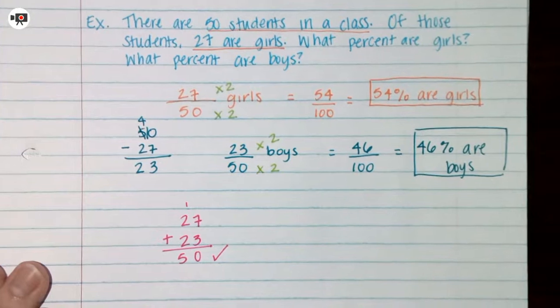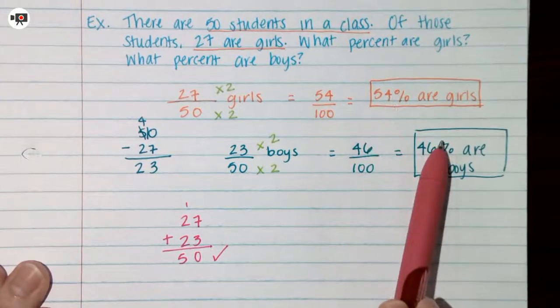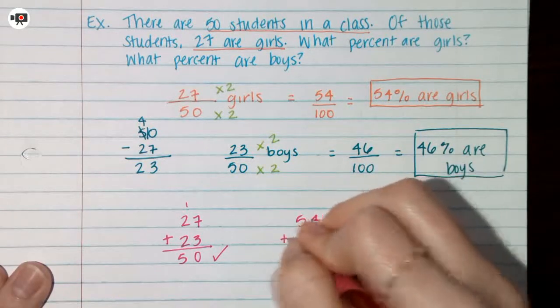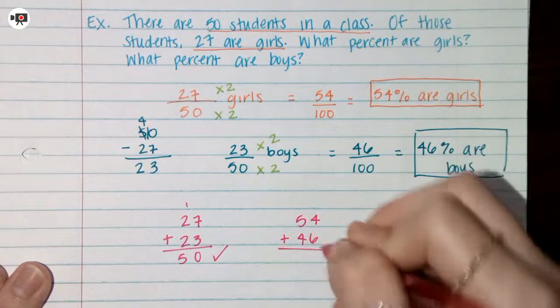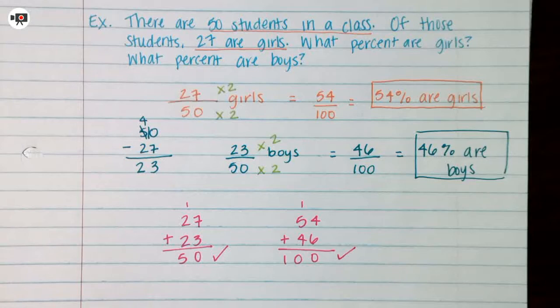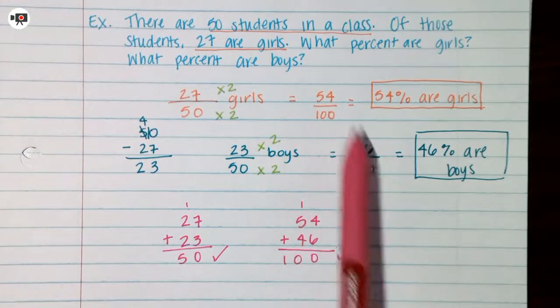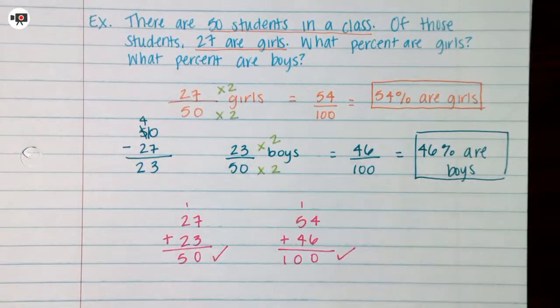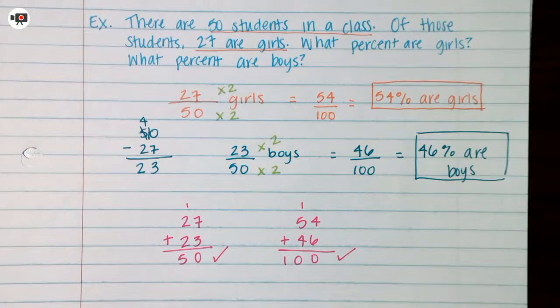50 students total. My percents need to add up to 100. Percent means out of 100. So if I have two categories and they should equal 100 because there's no extra parts that are missing, it needs to add up to 100. And it does. So that is all we do. So that is 4.1 about percents and fractions.